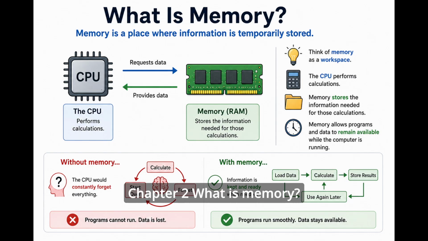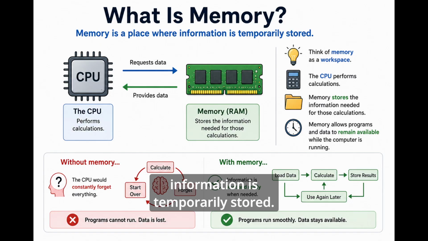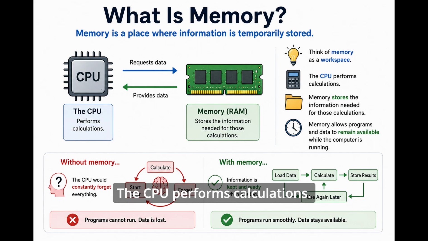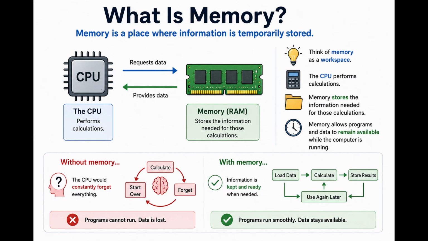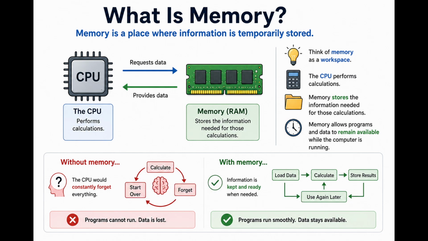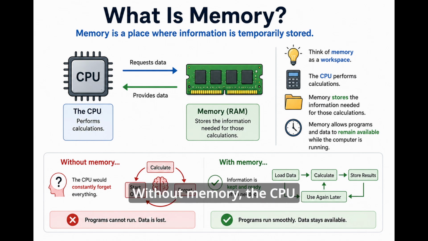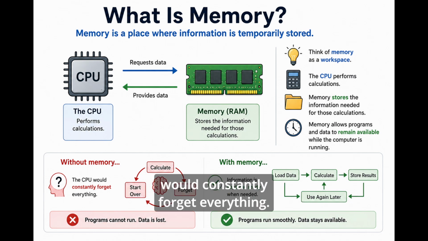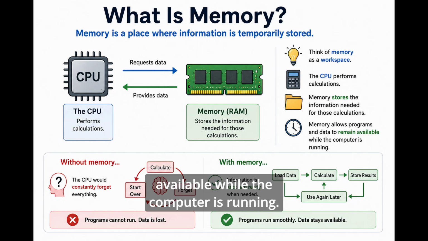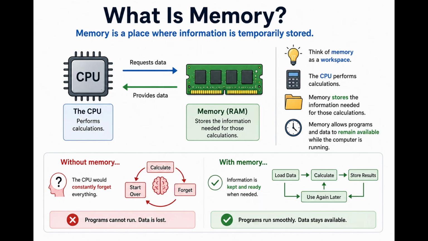Chapter 2 What is memory? Memory is a place where information is temporarily stored. Think of memory as a workspace. The CPU performs calculations. Memory stores the information needed for those calculations. Without memory, the CPU would constantly forget everything. Memory allows programs and data to remain available while the computer is running.